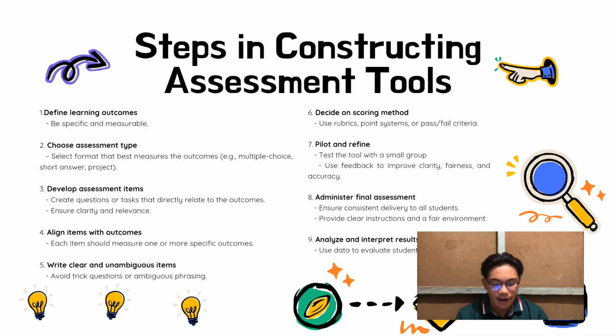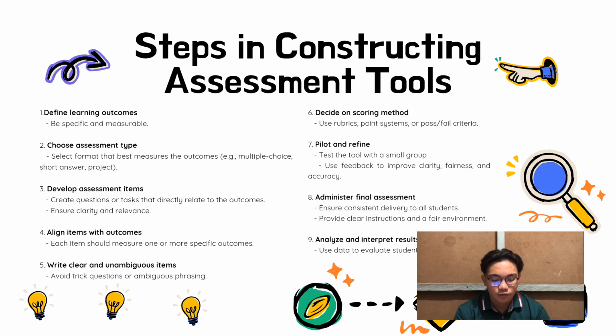Then number 4, align items with outcomes. Each item should measure one or more specific outcomes. Kailangan po pag mag-align tayo ng items, ang each item po dapat is nagme-measure ng one or more na specific outcome. Then number 5, write clear and unambiguous items.